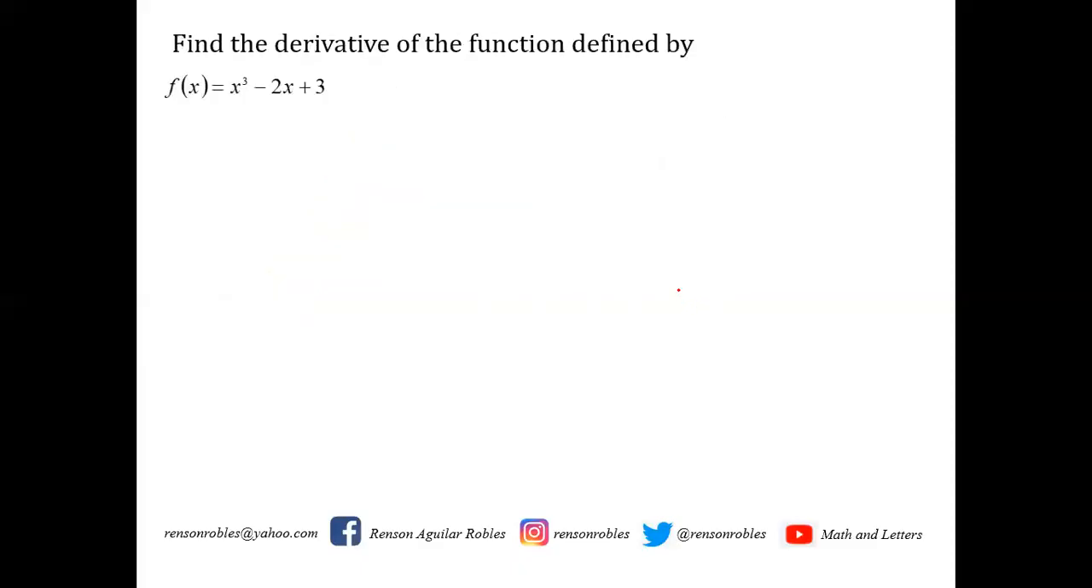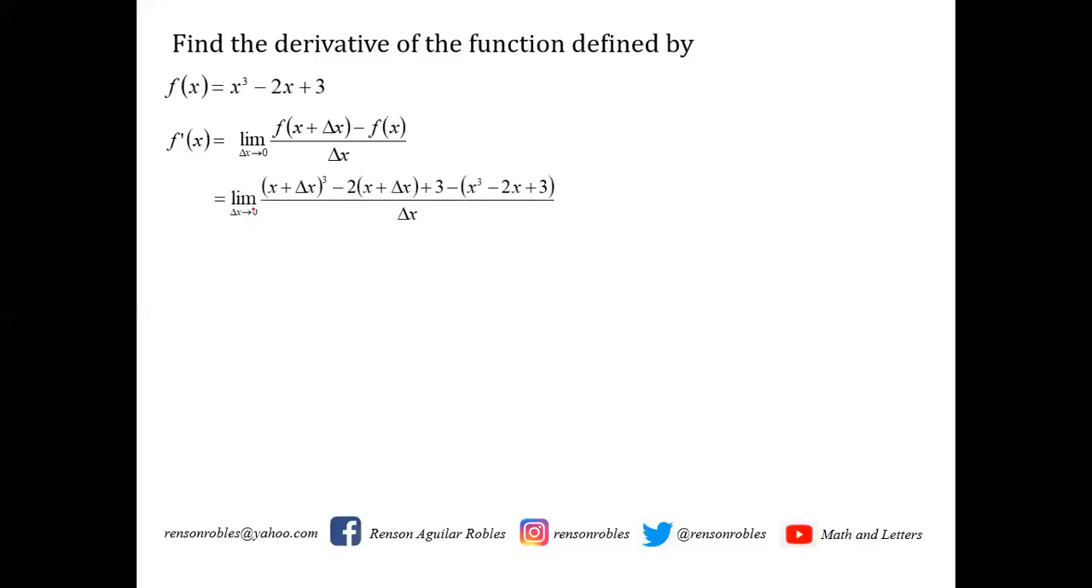So if we want to find the derivative of the function defined by f of x equals x cubed minus 2x plus 3, then by definition, f prime of x is given by the limit of f of x plus delta x minus f of x all over delta x as delta x approaches 0. So we now have the limit of, x will be replaced by x plus delta x. So that's the quantity x plus delta x cubed minus 2 times the quantity x plus delta x plus 3, minus the same function, x cubed minus 2x plus 3, all over delta x.